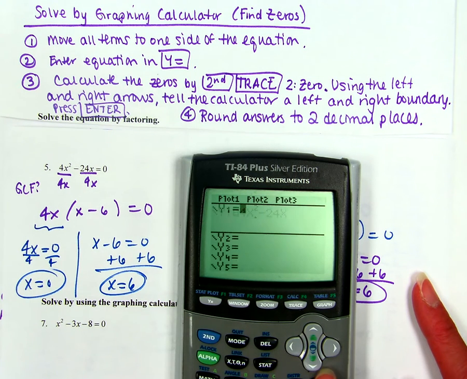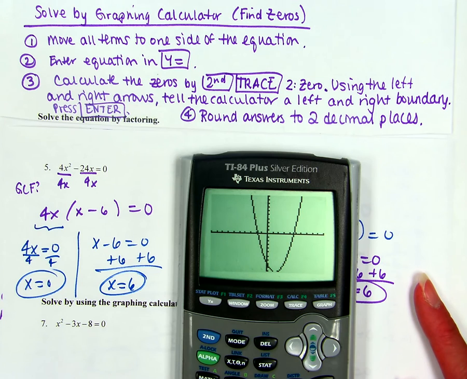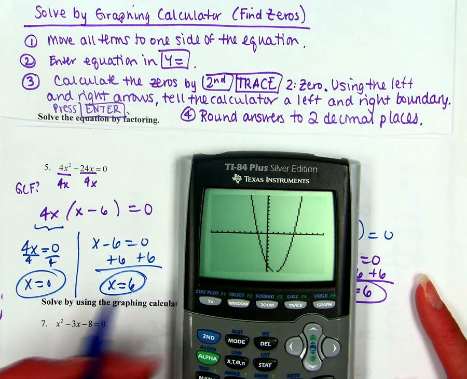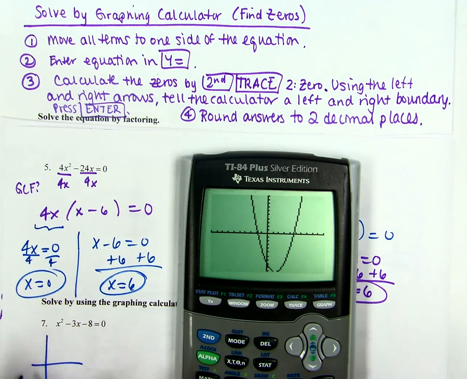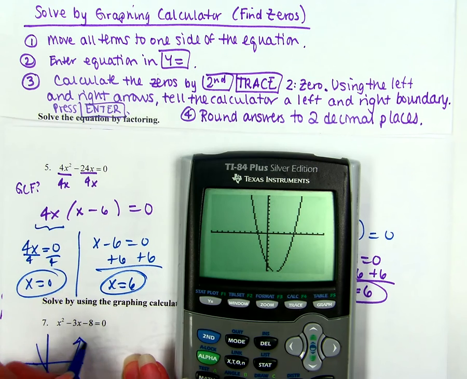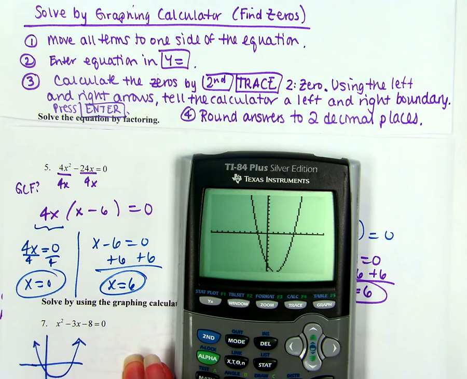So the only difference in these bottom problems is that they're not going to turn out to be nice integer locations. They're going to be decimal locations, which is why we're going to use the calculator to help us find those. All right, so I've got my graph. I'm just going to draw a sketch of this so you have an idea of what we're looking for. All right, I need to know where these locations are.